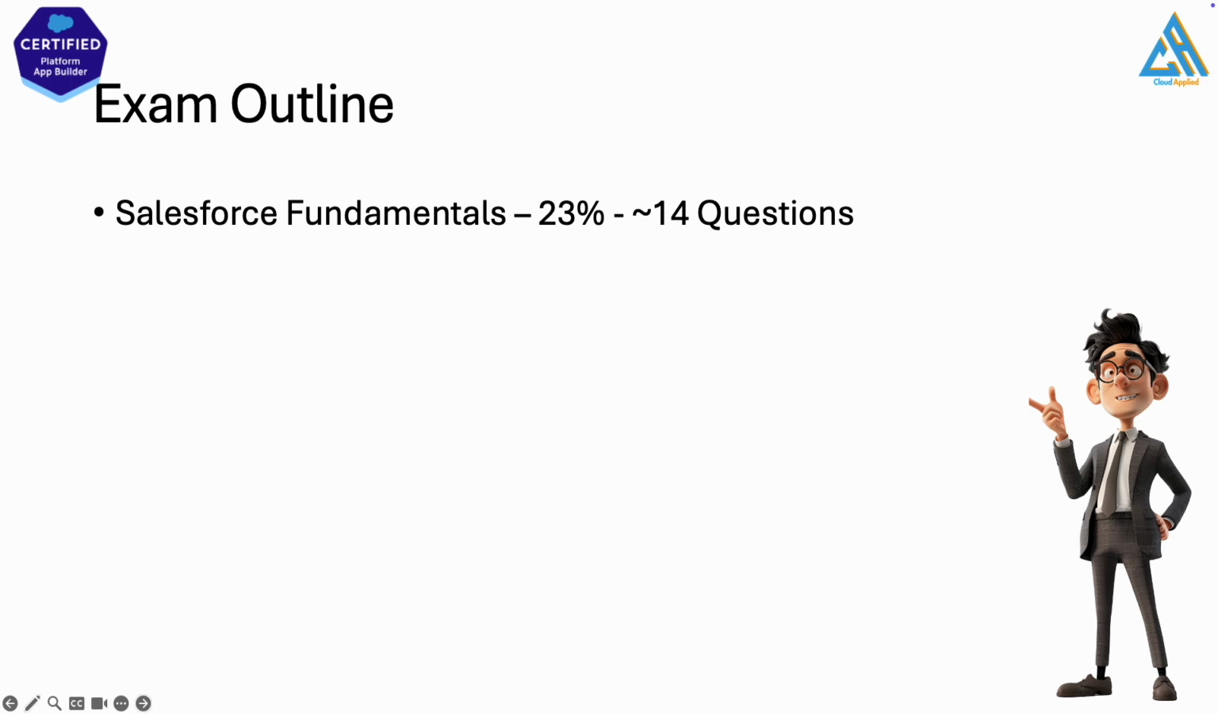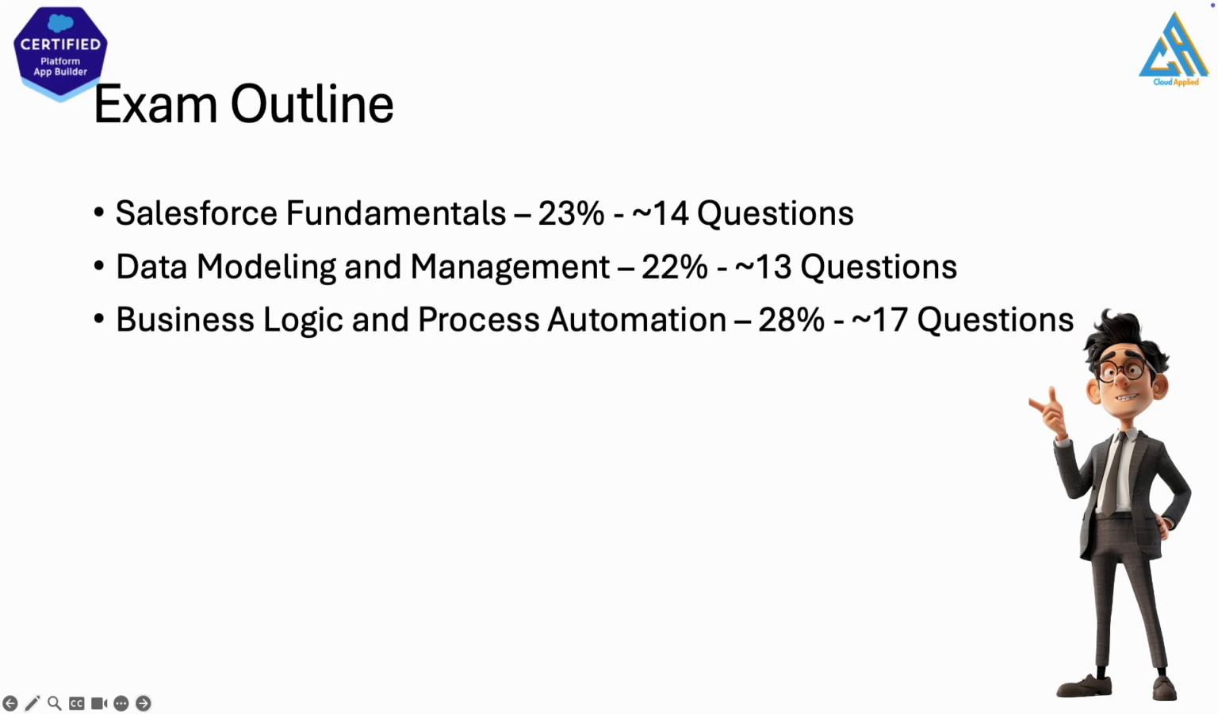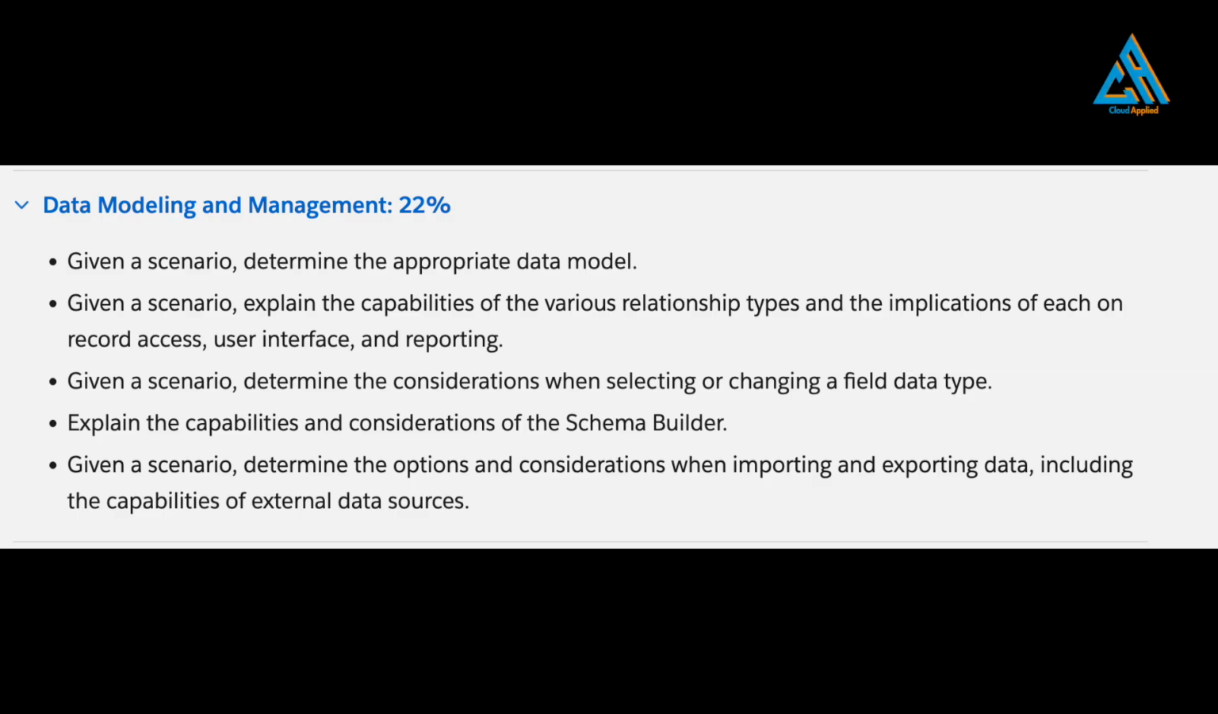The second module here that covers almost 22%, that is 13 questions, is data modeling and management. As the name itself says, it generally asks questions related to relationship types, data types, schema builder, data import and export, and so on.